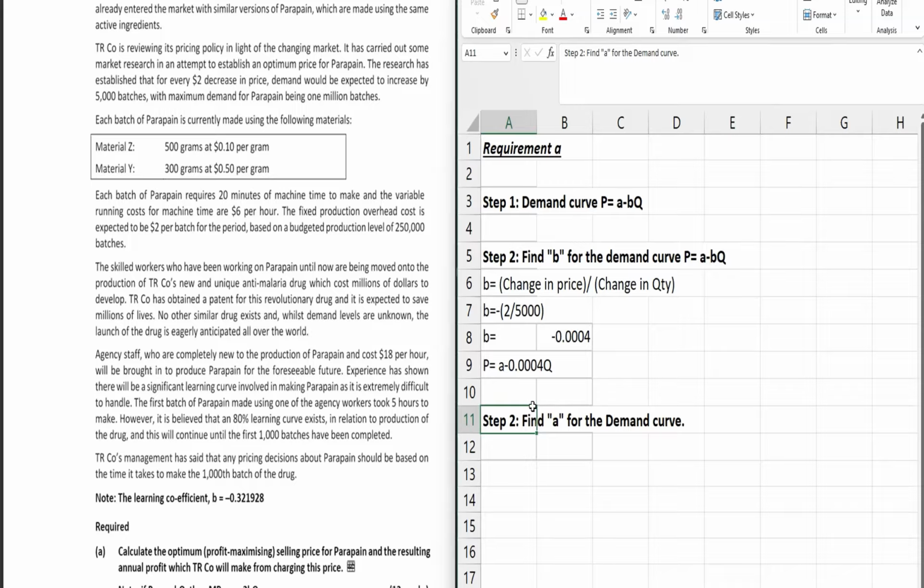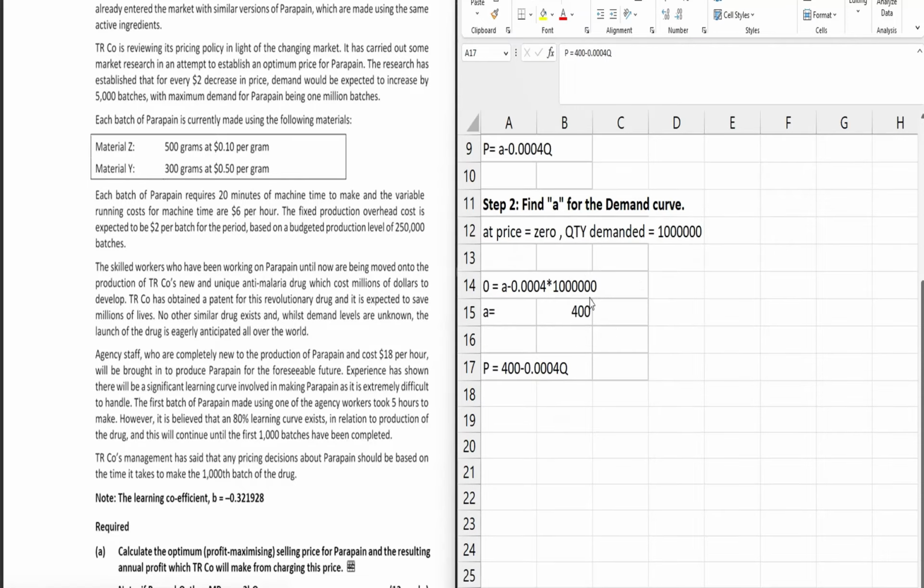Now step 2 is to find the a of the demand curve. So here what was the a? Theoretical maximum price where demand is 0. We need to find out this value of a. So here the question has also mentioned that the maximum demand for paraffin will be 1 million batches. So that means if we have the price 0, the quantity demanded will be 1 million.